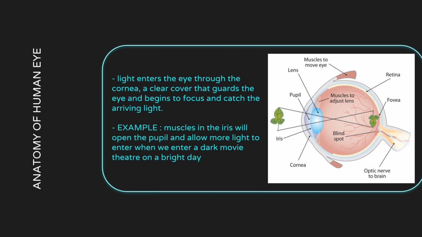It means light enters the eye through the cornea, a clear cover that guards the eye and begins to focus and catch the arriving light. For example, when we enter a dark movie theater from a sunny day, the muscles in the iris will open the pupil and allow more light to enter our eye. This process will take around 20 minutes for our eye to adapt to a new situation.